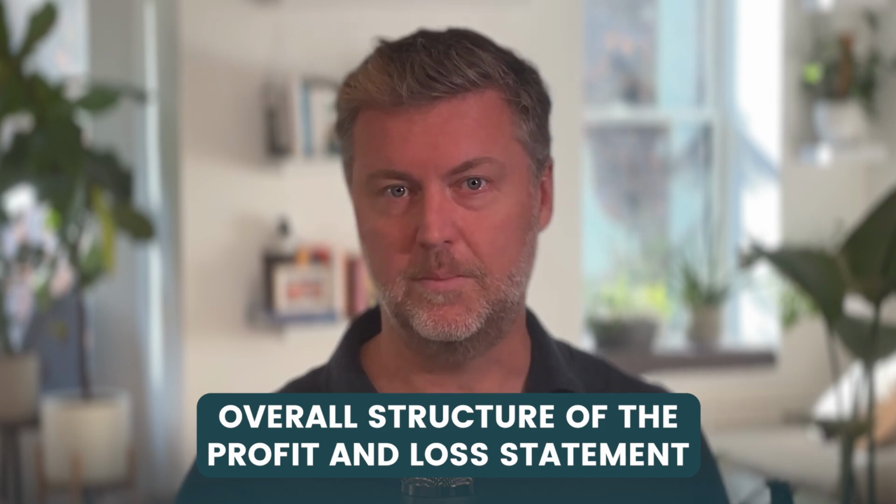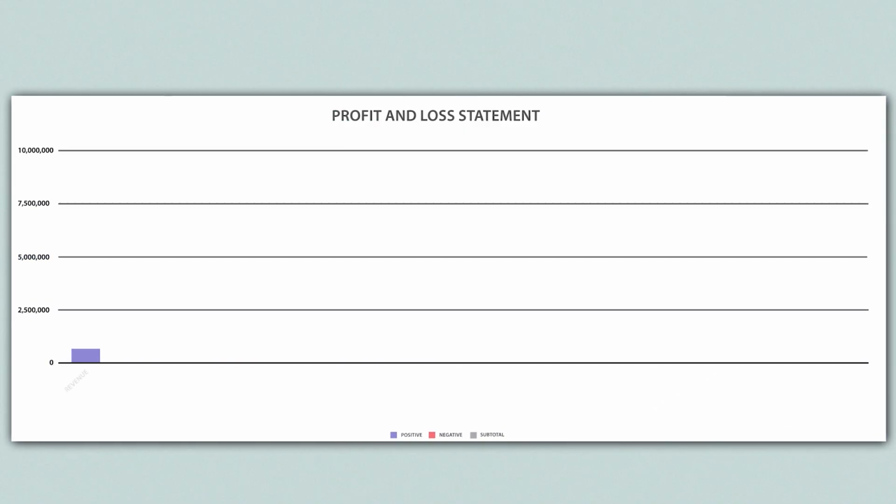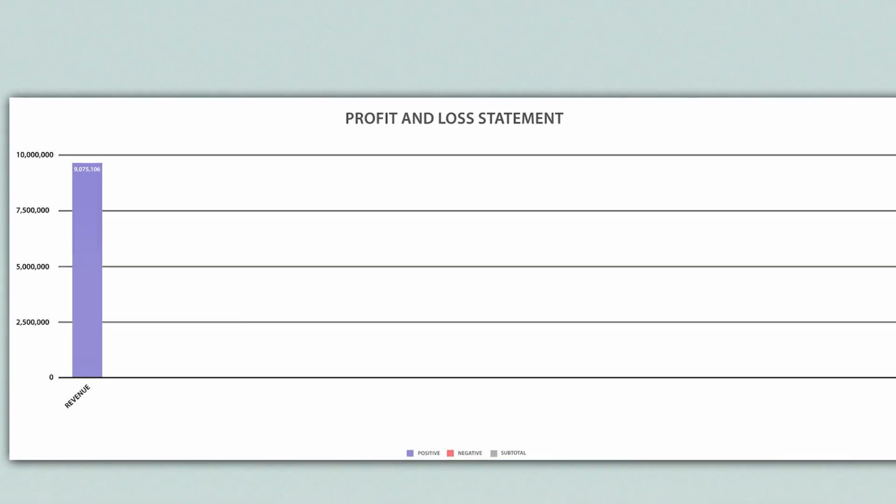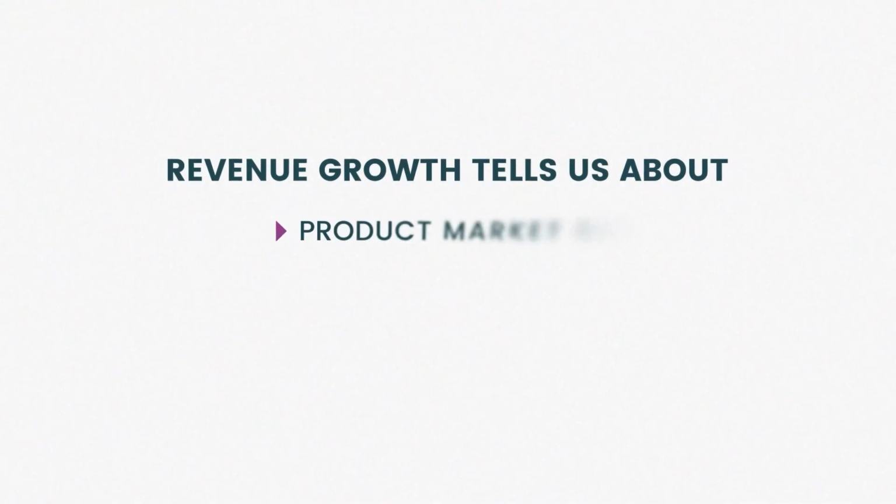So let's now talk about the overall structure of the profit and loss statement. At the very top, what you're going to see is revenue or sales. And tracking this revenue growth, either month on month or year on year, is really critical for understanding the business's trajectory. Revenue growth can be an indicator or signal of things like product market fit.